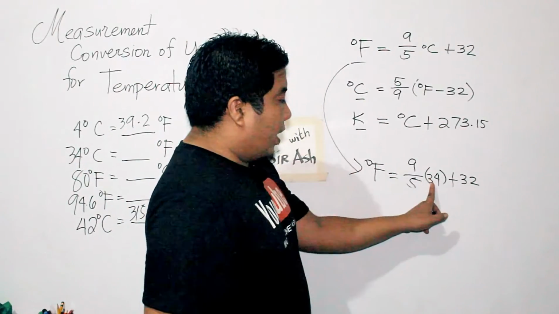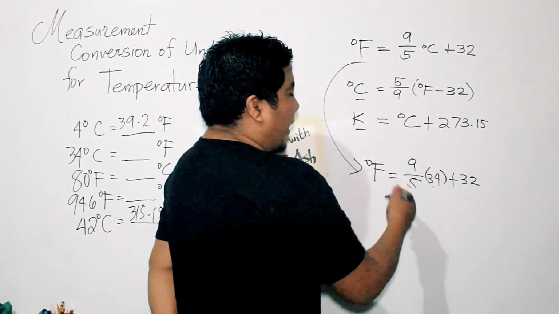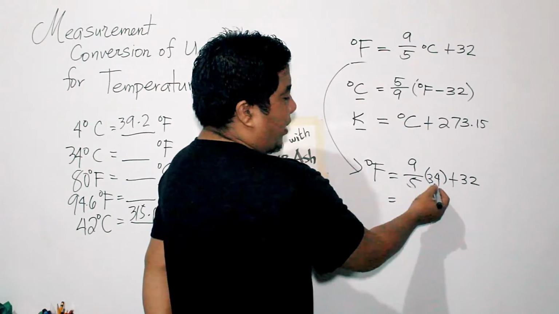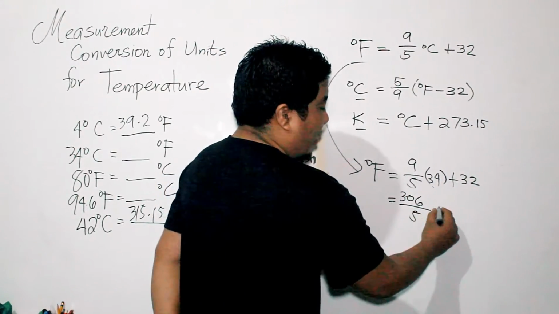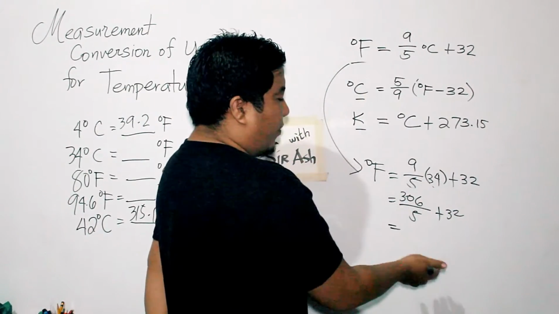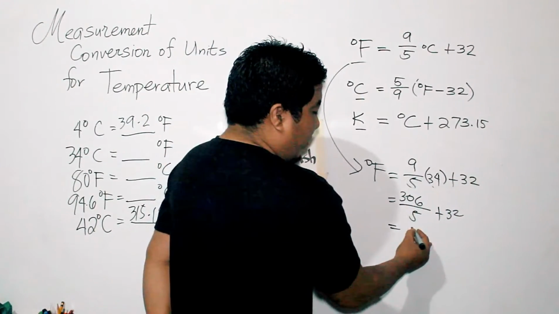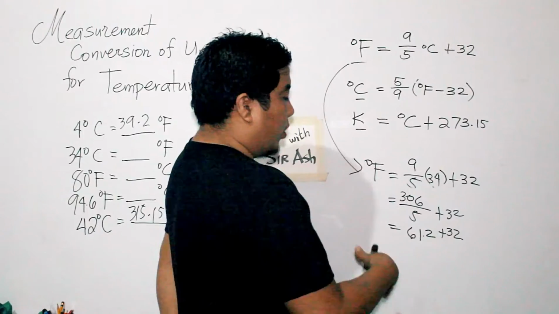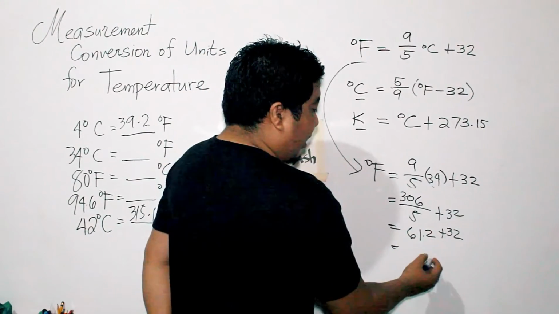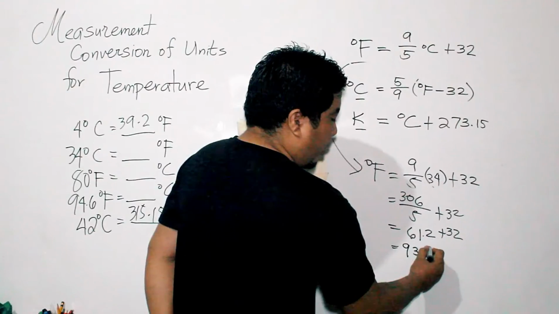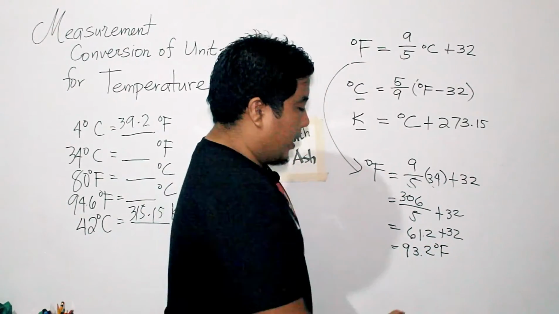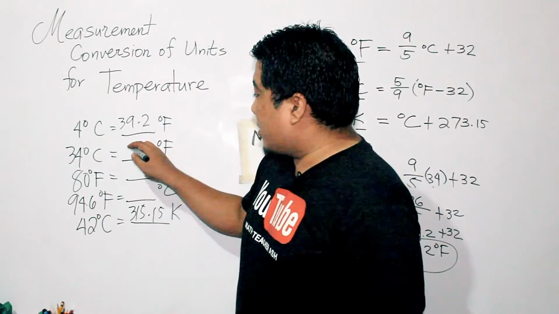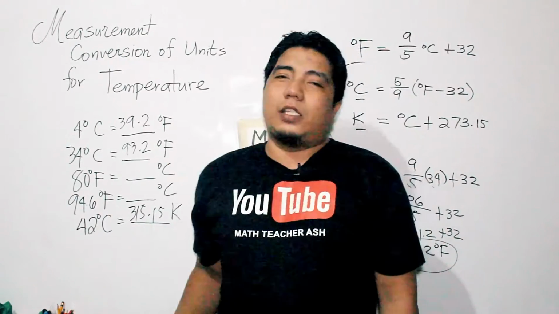The same concept, we have 34 as our degrees Celsius. You multiply that by 9, and that will give you 306 over 5 plus 32. Then you divide 306 by 5, that will give you 61.2 plus 32. So, 32 plus 61.2 will give you 93.2 degrees Fahrenheit. And that is the final answer. Easy, right? So, our answer here is 93.2 degrees Fahrenheit.